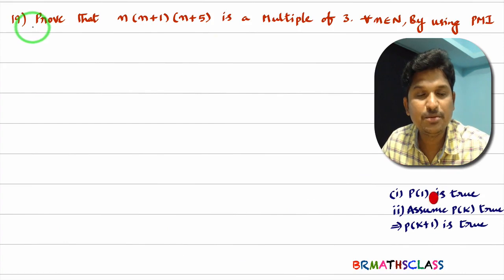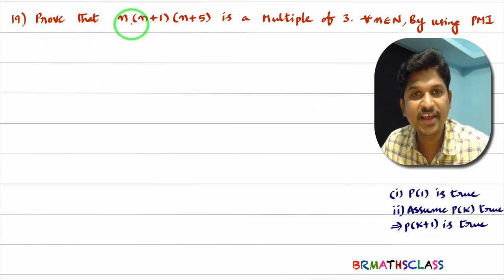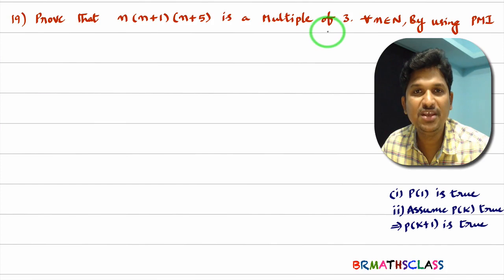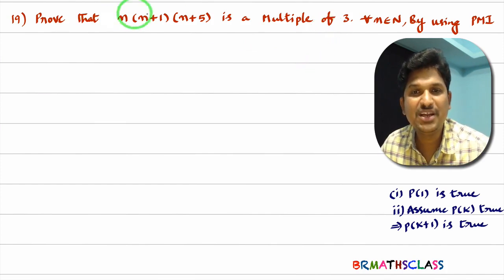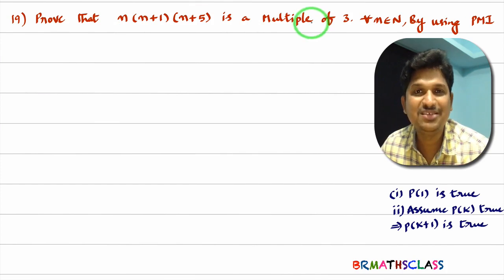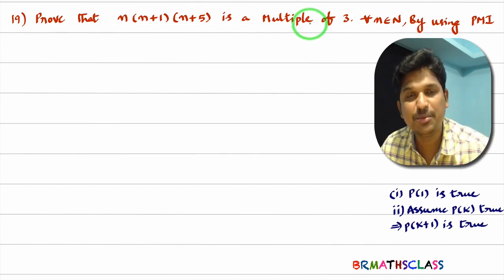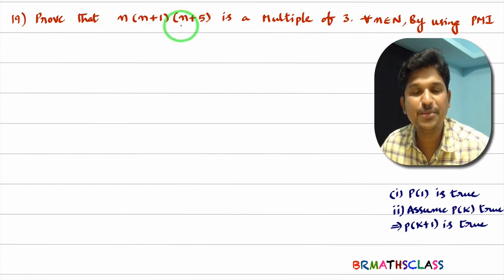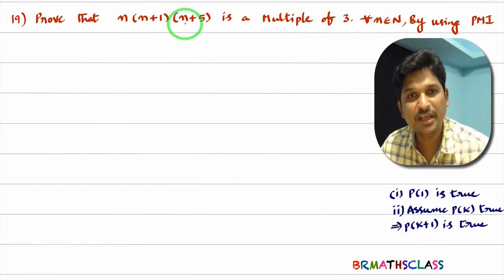You see this statement: prove that n into (n plus 1) into (n plus 5) is a multiple of 3. We need to prove this statement by using principle of mathematical induction. You can observe here, it is not like an equation. It is just a mathematical statement. Here n is a natural number.